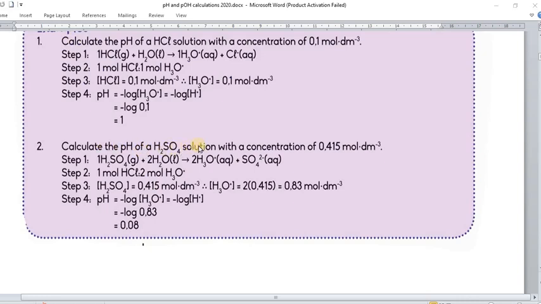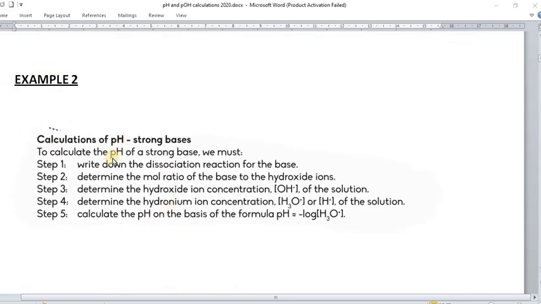Number 2. Calculate the pH of sulfuric acid solution with a concentration of 0.415 mole per decimeter cube. Again, establishing your ionization, it comes down to 1:2. So if the concentration of the compound is this, then 2 times it gives you 0.83. Substituting the concentration into your formula, it gives you 0.8. Okay.